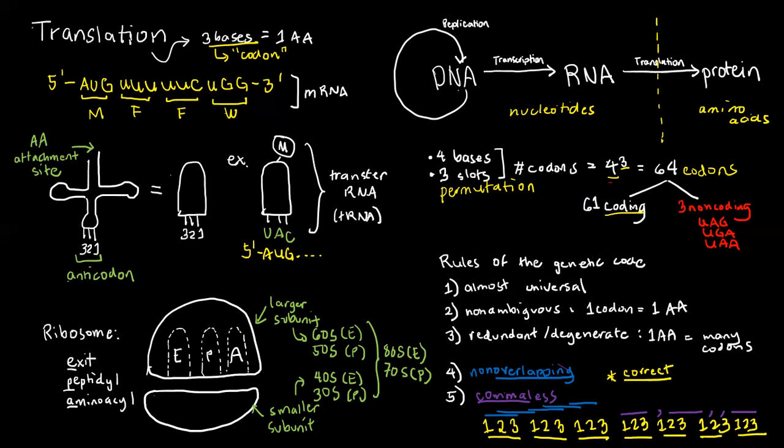For the most part, I don't think there's any need for you to memorize all of those 61. But I think it's important for you to know the three remaining ones out of the 64 because they are non-coding, meaning these three, UAG, UGA, or UAA, do not equate to any amino acid. And you actually call these three our stop codons for a significant reason, as you will understand later when I discuss the actual translation process. But yeah, we have 64 codons.